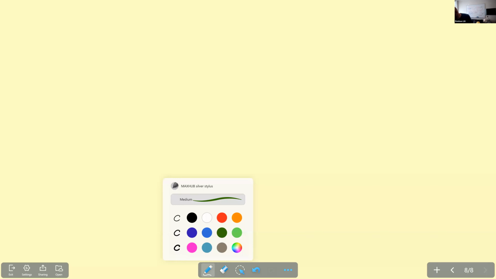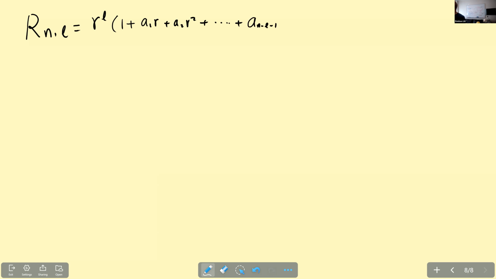And also the wave function, as we said before. Let's look at this wave function again. So this one can be written as r to the power L, and then the first term can be written as 1, for example, and then you have a1 times r plus a2 times r squared, and so on and so forth, and then the highest order term will be a_{n-l-1} times r to the power n minus l minus 1, times e to the minus r over n. So this is the general feature.